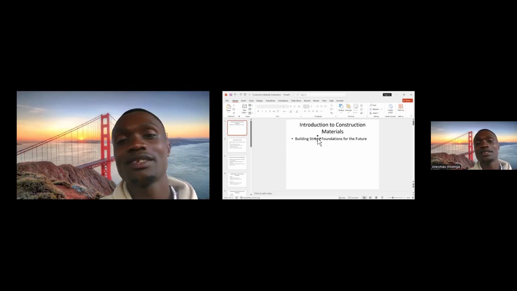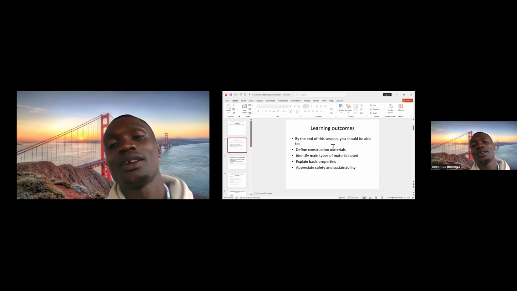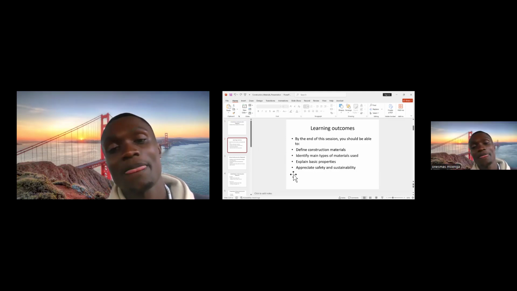So, by the end of this session, the learner should be able to define construction materials. Number 2, identify main types of materials used. Number 3, explain basic properties. Number 4, appreciate safety and sustainability.